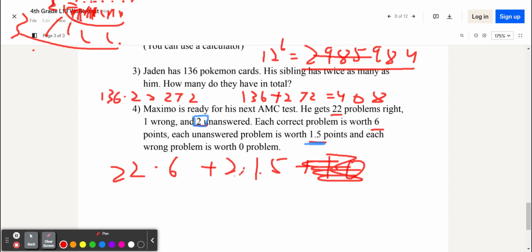So 22 times 6 plus 2 times 1.5. 22 times 6 is 132. 2 times 1.5 is 3, so you get 135 points.